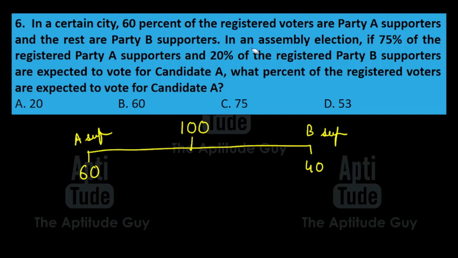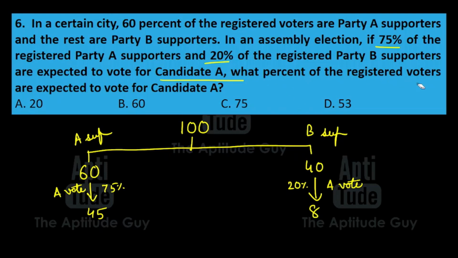Now what happens is, in an assembly election, 75% of party A supporters, alright, from party A supporters, 75%, that is 75% of 60 is 45, are expected to vote for candidate A. These are A voters. Now, from party B supporters also there are some A voters. But how many? Not as much. They have only 20% because they are of course party B supporters, but still some people, that is 20% of 40, will vote for A. 20% of 40 is 8.